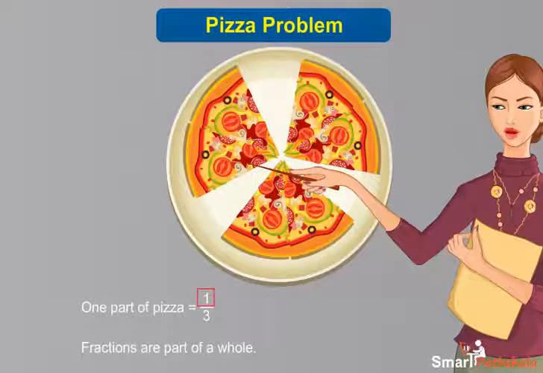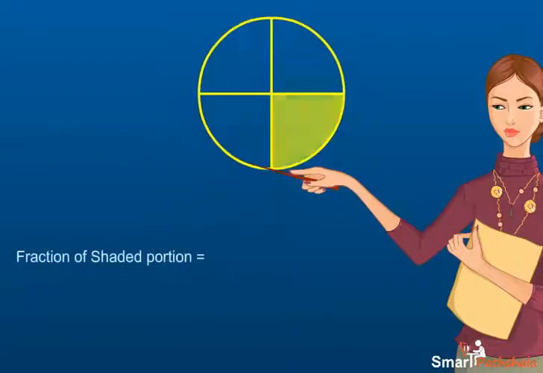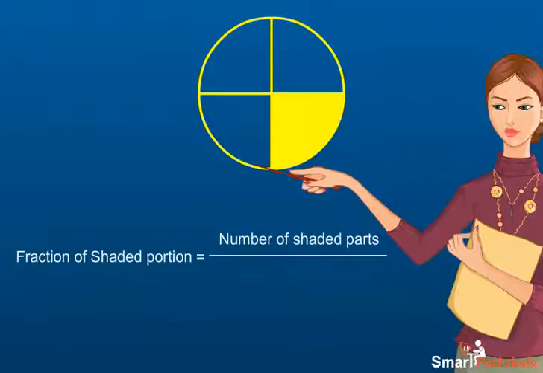The top part of a fraction is called the numerator, while the bottom part of a fraction is called the denominator. The denominator states how many total parts the whole has been divided into. The numerator states how many of those parts are being represented by the fraction. If a figure is divided into equal parts, then the fraction for the shaded portion is the number of the shaded parts upon the total number of parts.